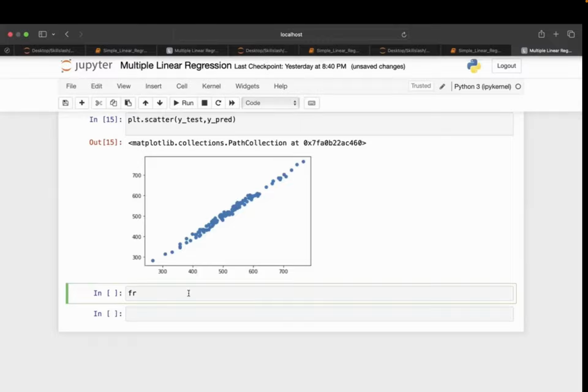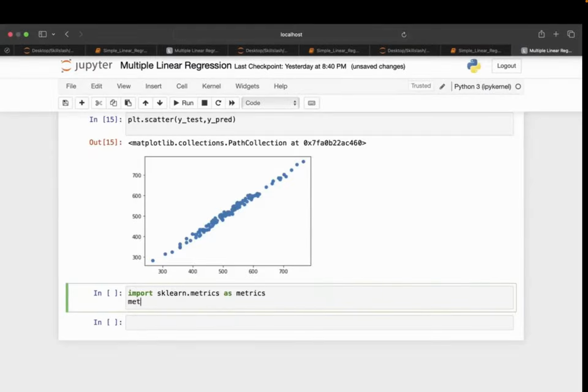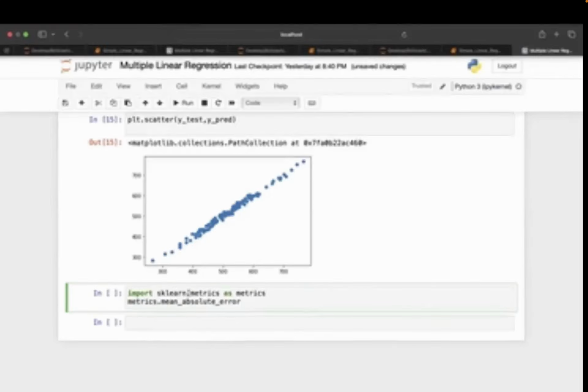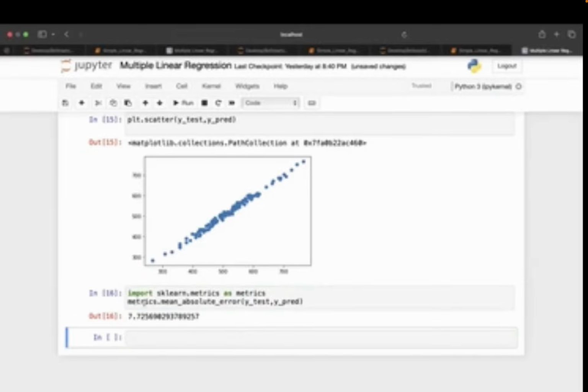Okay, so simply I'm writing import sklearn dot metrics as metrics. Then I am finding the first thing, which is mean absolute error. Metrics dot mean absolute error. Inside that, you have to give y-test and y-pred. Very basic. This thing we have already done. What it is giving you is 7.72 something.